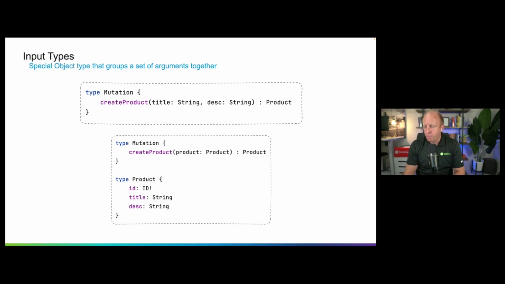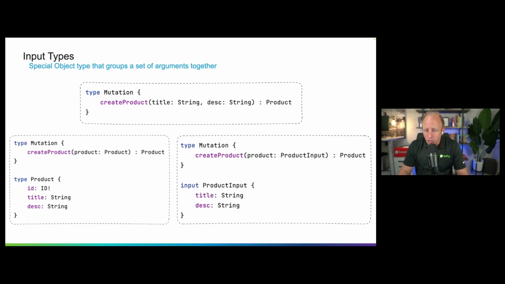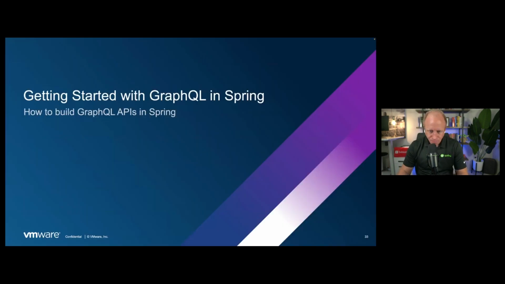This is where that assumption would be wrong, because object types are meant for output. They're not meant for input. They can't be used for input. You can't do what I'm doing here and just accept a product into our mutation. But what you can do is create a special type called an input type. So if we create an input type called product input that has a title and a description, now I can take that as an argument into my create product field there. So those are a little bit of why, a little bit of what. How do we get started with GraphQL in Spring?